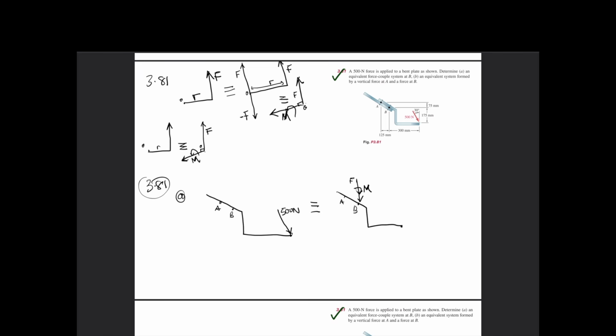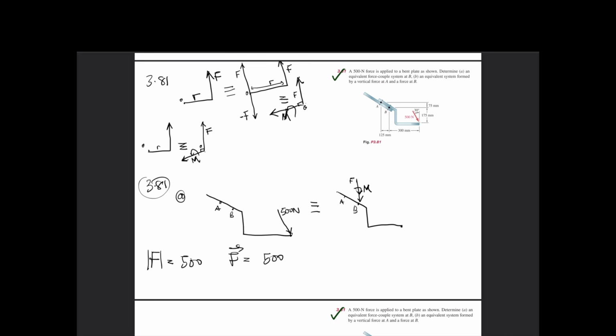So to get this, let's first convert our force to vector form. The magnitude of our force is 500, so we want to convert it. So F in vector form will be 500.